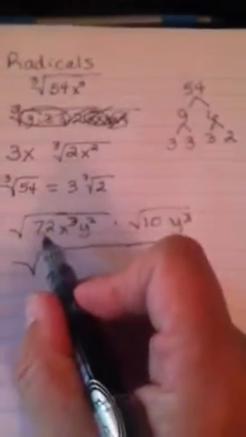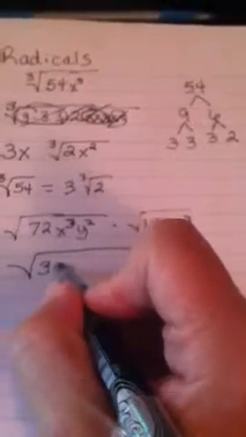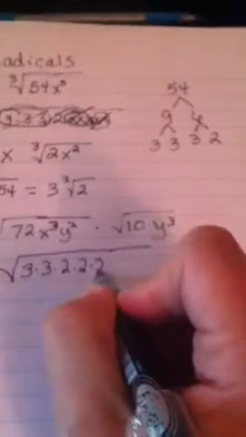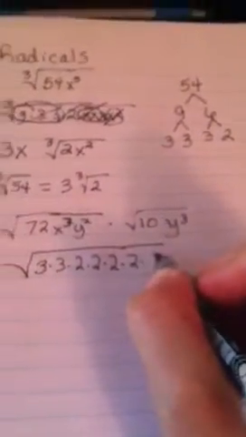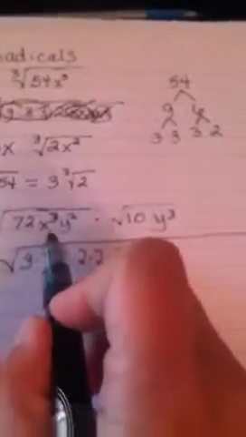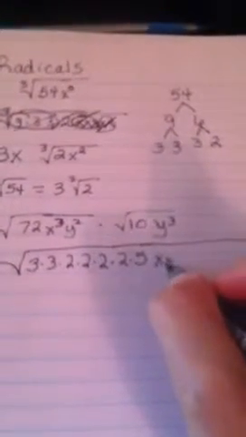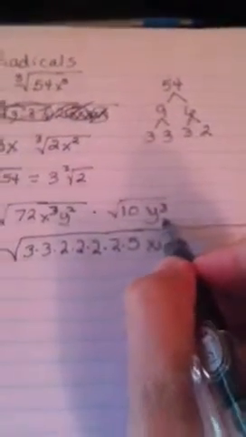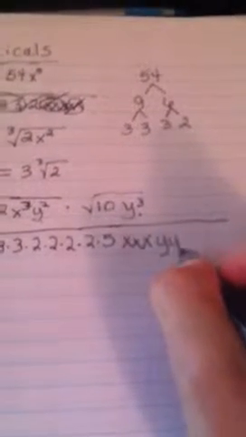So if I take 72 and I break that down into prime numbers, that's going to give me a 3, a 3, a 2, a 2, and a 2. And take our 10 and break that down into a 2 and a 5. Now we'll worry about the variables. Okay, here I've got an x cubed, and I'm going to write out x, x, and x, because that would be x cubed. Y squared and y cubed would make a y to the 5th power. So I'm going to write out 5 y's.